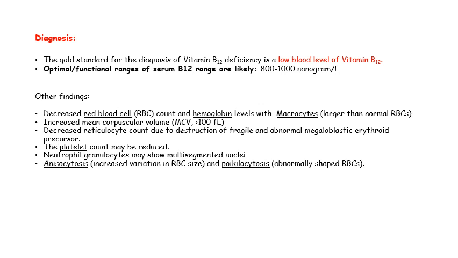So we'll find there is increase in mean corpuscular volume, usually above 100 milliliter, decrease in reticulocyte count, and the destruction of fragile abnormal megaloblastic erythroid precursors. The platelets can be reduced. Neutrophil granulocytes may show multi-segmented nuclei. Anisocytosis, with increased variation in the red blood cell size, or poikilocytosis, with abnormally shaped red blood cells.